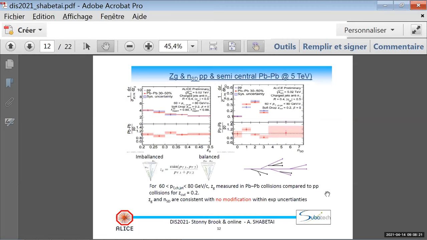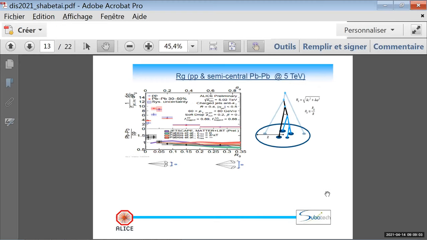Then you can do the same kind of measurement in pp and Pb-Pb. And this was done at the same energy. And you can see that if you compare both systems, you have no modifications within experimental uncertainties. And then you can look also at the nSD variable, which is kind of the number of splittings. And this is also compatible with no modification within systematics or very small ones.